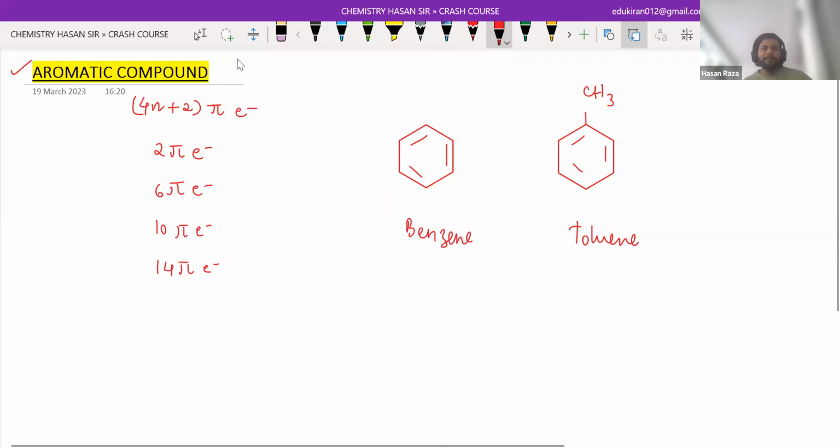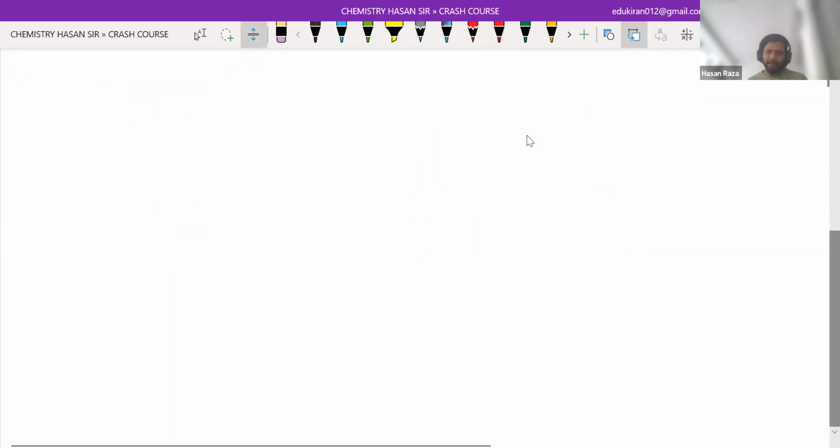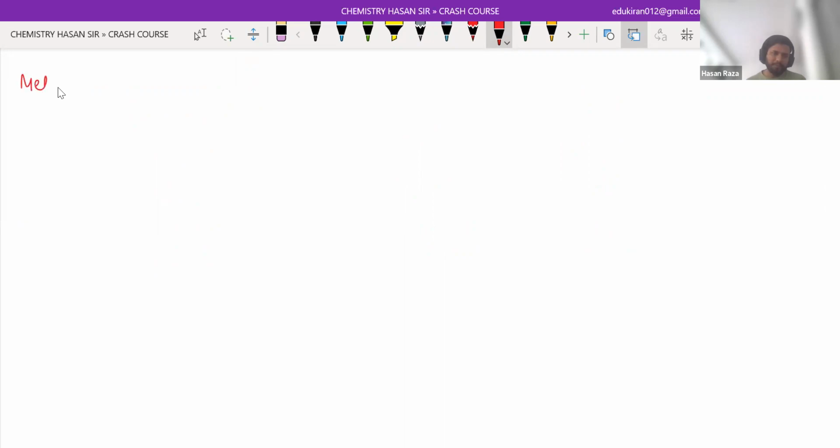So first of all, in this aromatic compound, as in every chapter of isomerism and GOC, we will deal with the preparation of the compound and physical properties of that compound. So I'm gonna start this aromatic compound, and here my first topic is methods of preparation of aromatic hydrocarbon. I'm gonna write it directly as MOP. That means MOP stands for method of preparation of aromatic hydrocarbon.